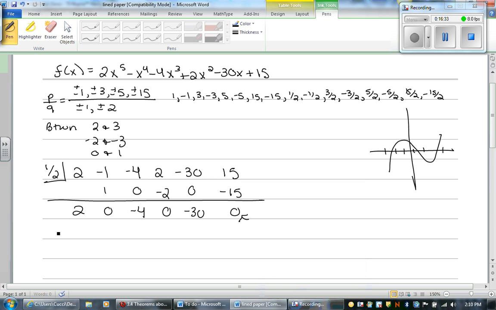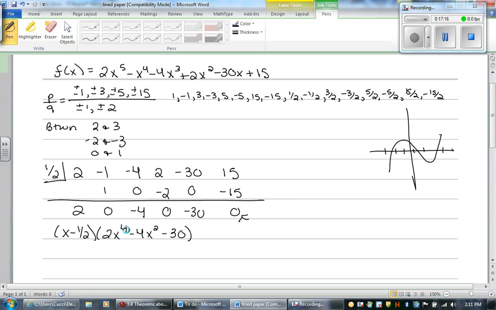Okay, so that allows us to begin factoring it as x minus 1/2, and then our quotient here. So this is your constant, x squared, x cubed, x to the 4th. So 2x to the 4th, 0x cubed, minus 4x squared, 0x, minus 30. I said to the 4th and I wrote squared, sorry about that, habit. Okay, so there's our first step.